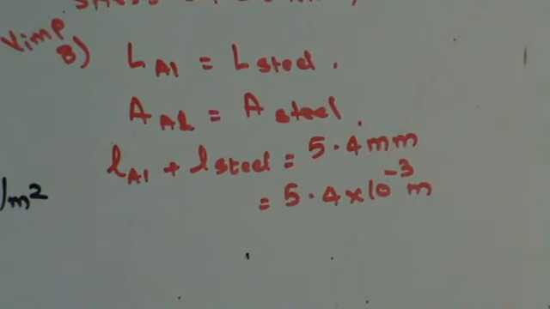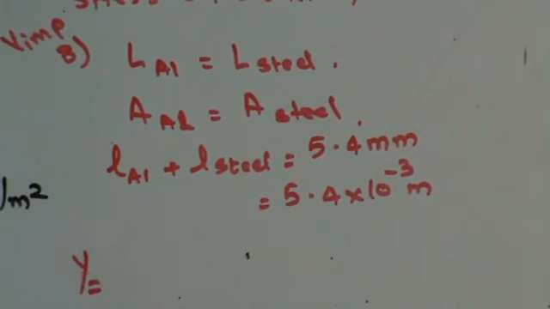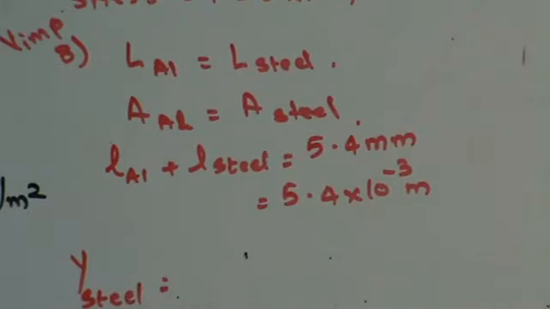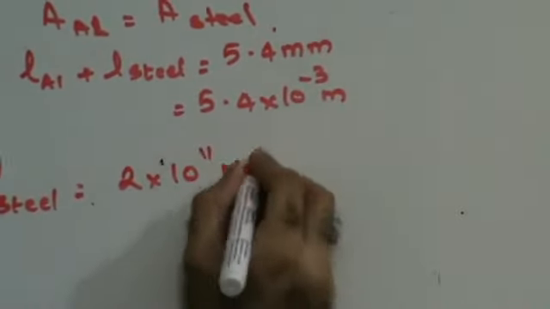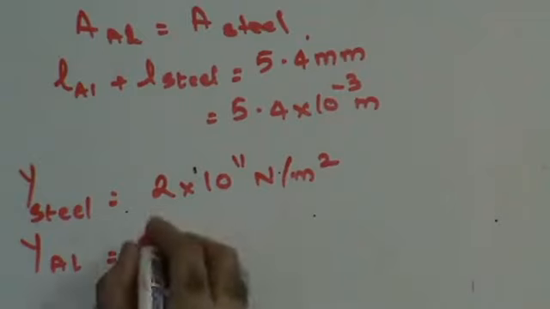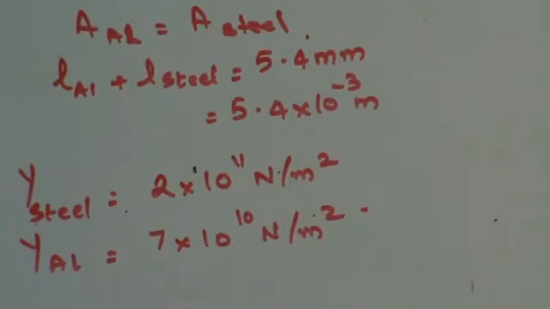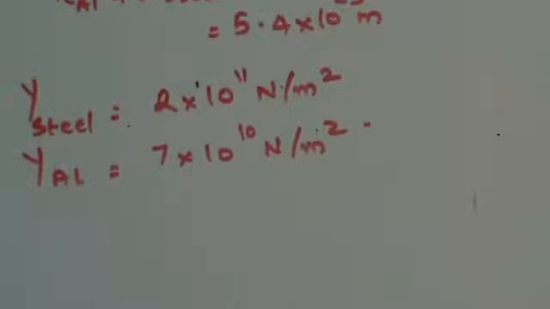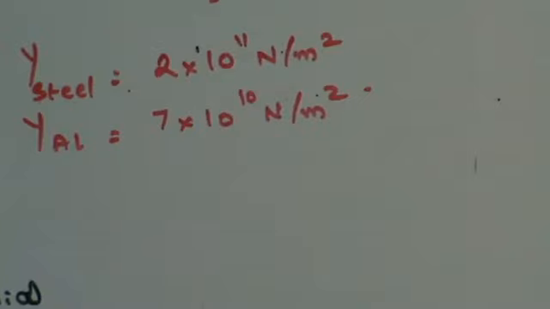if the Young's modulus for steel is 2 into 10 raised to 11 newtons per meter square, and Young's modulus for aluminium is 7 into 10 raised to 10 newtons per meter square.